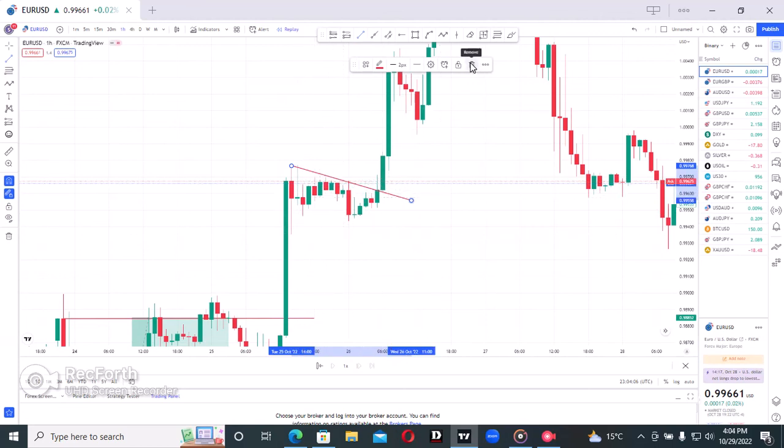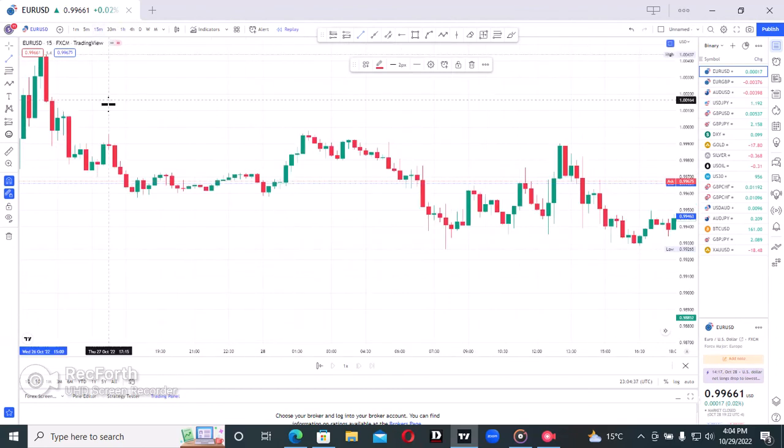Let me not confuse you. Let me draw a straight line just like this. I'm going to take this one as my resistance, and right here below this one is going to be my support. So you can see that this market was moving just like this, like a range market, and then we have a breakout right here, and then we have a retracement.